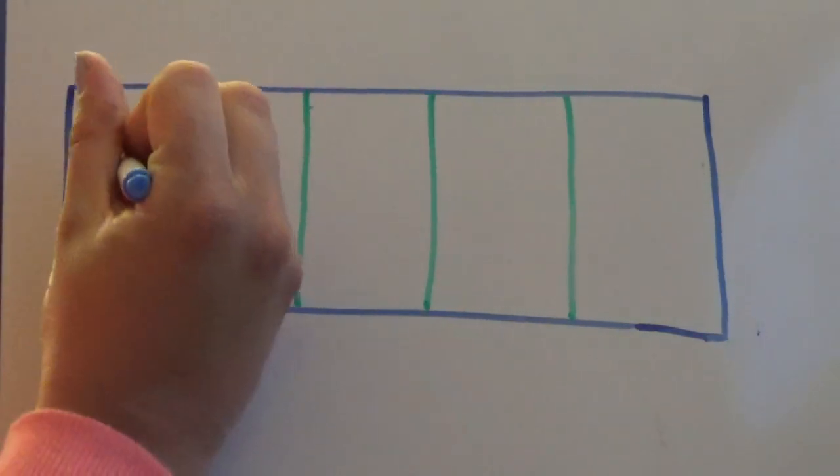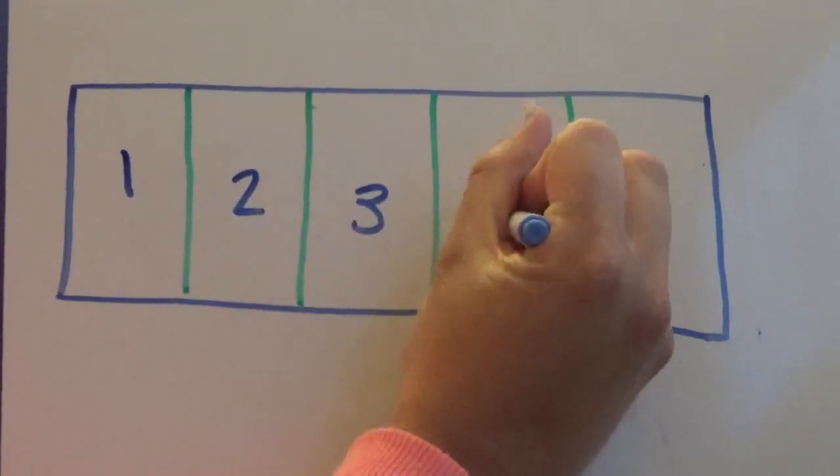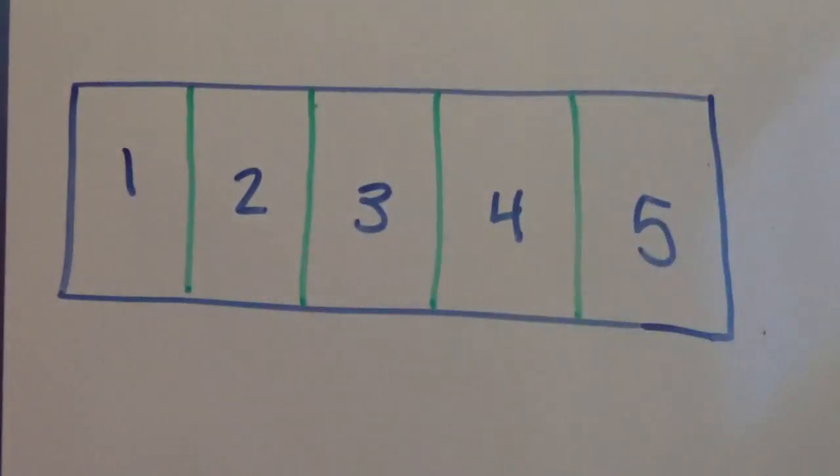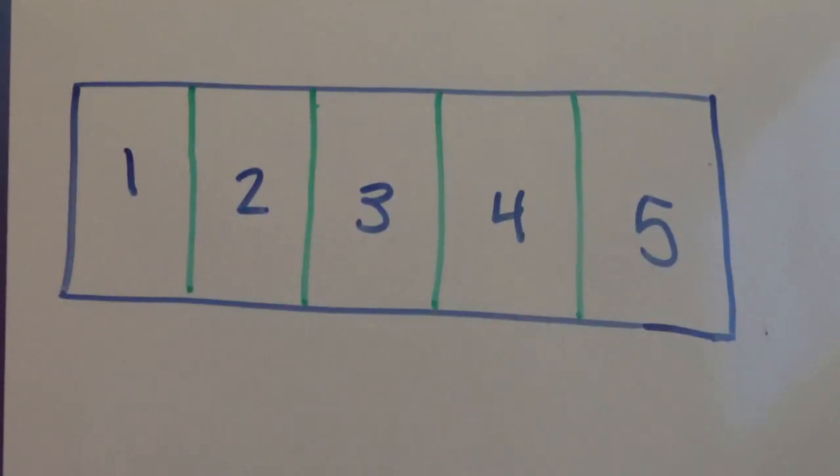Now you can see I have 1, 2, 3, 4, 5 columns. So I was just able to split this rectangle into 5 columns. Notice I only had to draw 4 lines to do that. When you're dividing a rectangle into a certain number of columns or a certain number of rows, the amount of lines that you need to draw is always one less than the number of equal parts you have. So I drew 4 lines, and that's because I needed 5 equal columns.